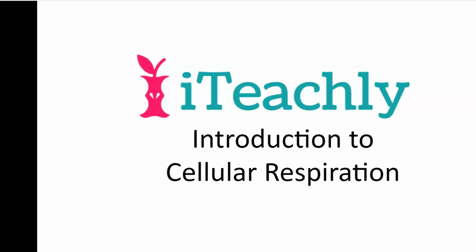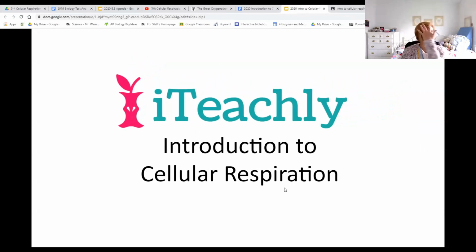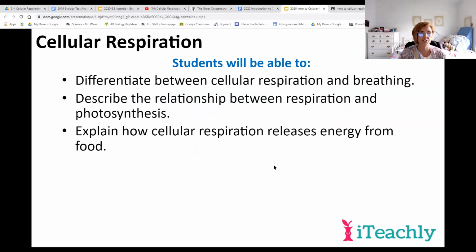Ready? Okay. All right. So introduction to cellular respiration. We should be able to differentiate between cellular respiration and breathing. So what's the difference between the two? Because they're commonly confused with each other, I think. Describe the relationship between respiration and photosynthesis. We just finished the photosynthesis chapter. So we want to make connections between the two. And you're going to do a follow-up activity today.